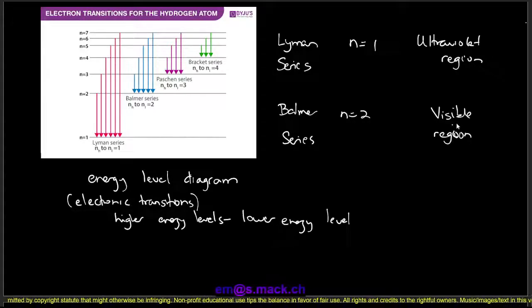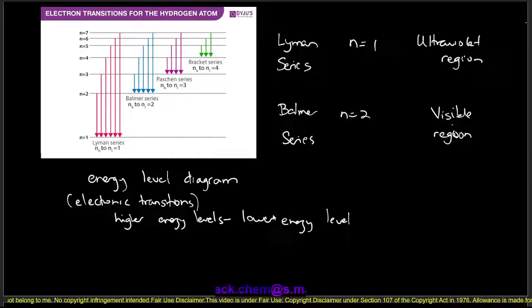If we look at the series of lines in the hydrogen spectra, where we look at electronic transitions from higher energy levels back down to the n is equal to 1 level, which occurs within the ultraviolet region, or the wavelengths correspond to the ultraviolet region, this is what we call the Lyman series. If we look at the electron transitions from higher energy levels back down to the n is equal to 2 level in the spectrum, the wavelengths of these electron transitions can be found in the visible region of the electromagnetic spectrum.